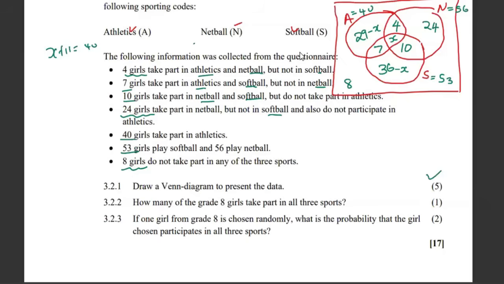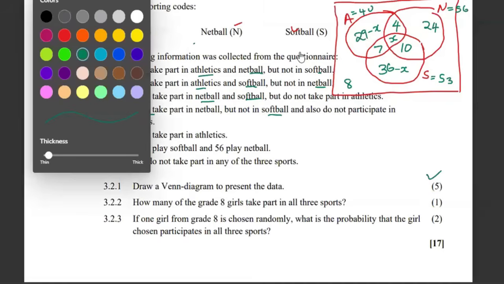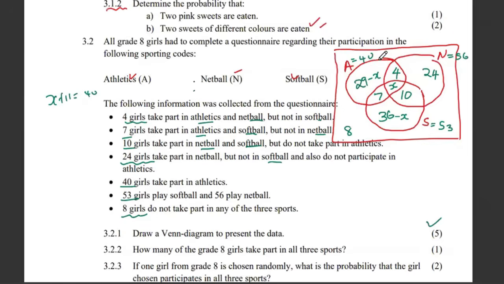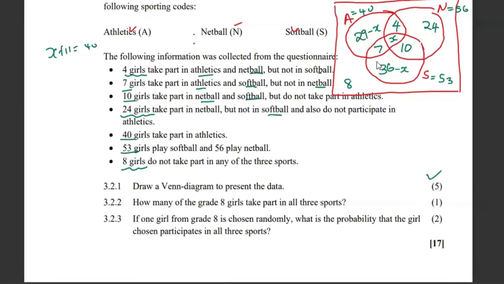Then 3.2.2, how many of the grade 8 learners take part in all the 3? Now you can add everything and equate it to the total number, but do we know the total number? We don't. So the easier way is just to use the set of netball. Meaning X plus 4 plus 10 plus 24 must give us 56. Does that make sense? There's something I'm not agreeing with here because they told us 56 girls play softball. No, 53. So 53 minus 17 is 36. Yeah, let's leave it. Plus everything equal to 56 just for the netball.